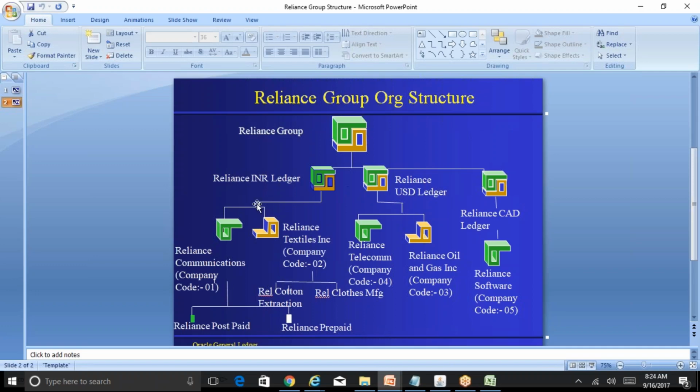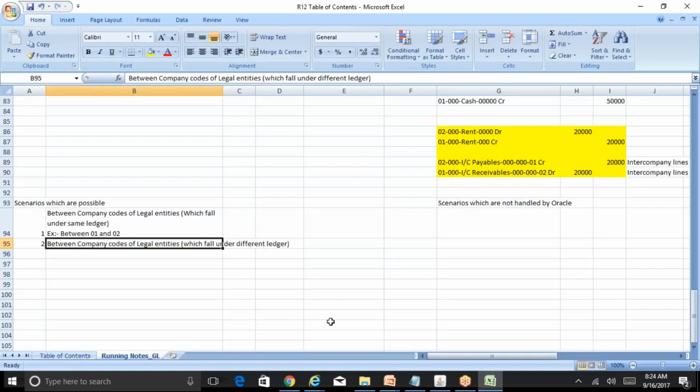01 is the company code which is assigned under the legal entity of the INR ledger, and 05 is the company code which is assigned under the legal entity of the Canadian ledger. Okay, so that is one scenario. Example between 01 and 05.